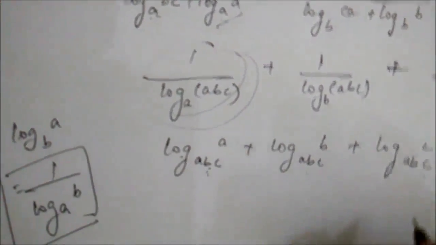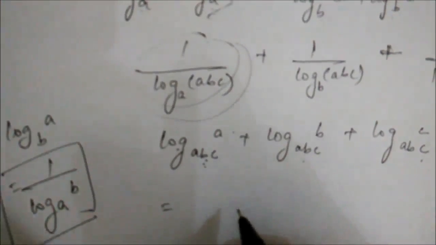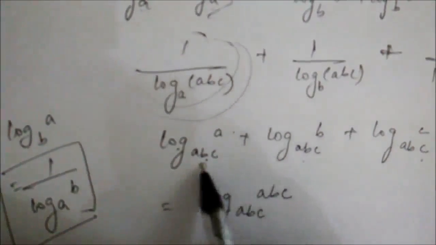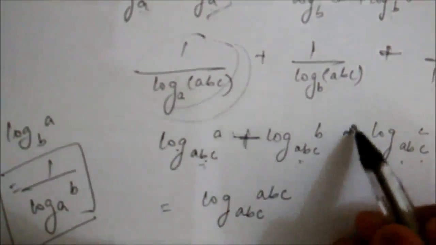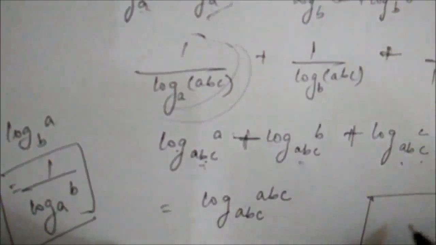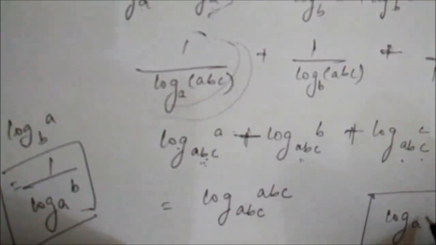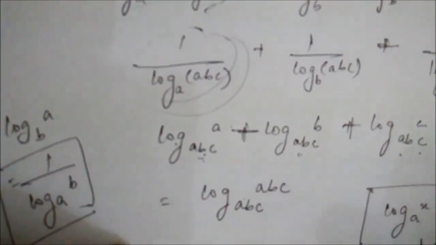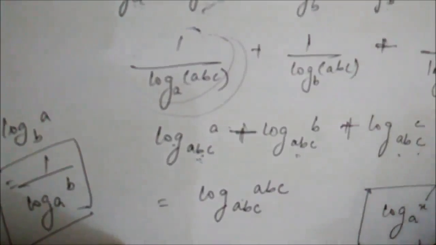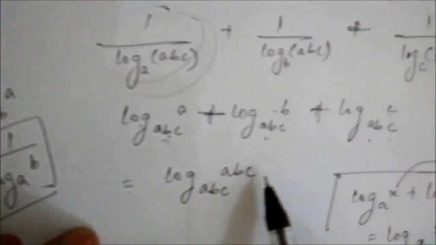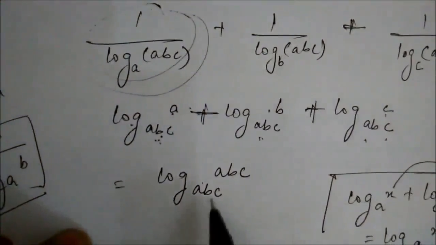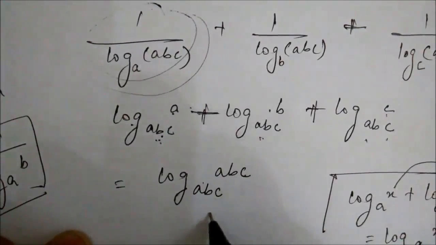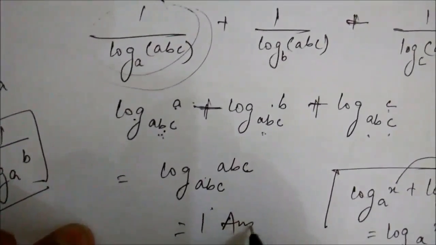Now we have got this, and since we have got a common base, we can write this as log abc to the base abc. How do we get this? Because we have got a common base and addition in between, we can apply the formula. What was the formula that we are using here? Log x to the base a plus log y to the base a can be written as log xy to the base a. So we can multiply it. Similarly, a, b, c gets multiplied, and the final value for this will be log abc to the base abc, which will finally result in 1.